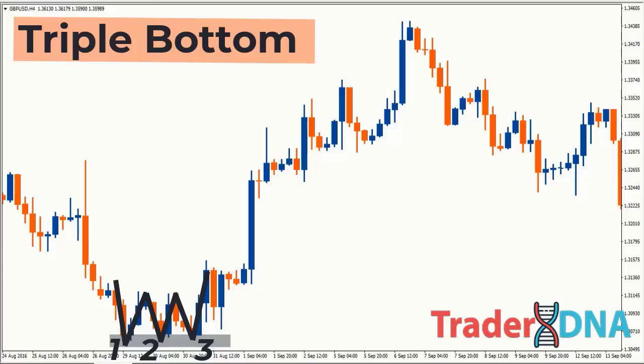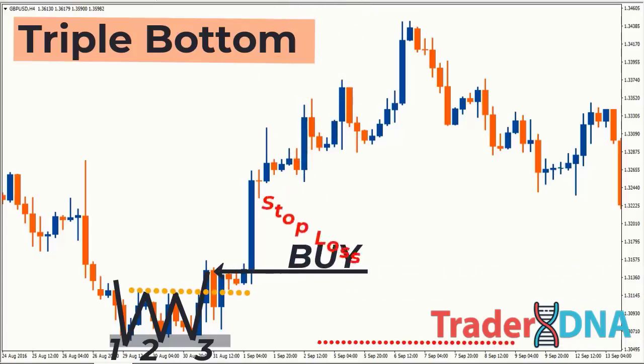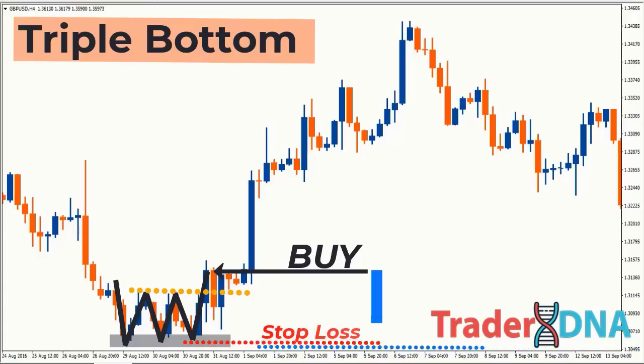Traders should only enter the long position when the price breaks out from the resistance level or the neckline. The stop loss should be placed at the third bottom of the pattern. The minimum target should be equal to the distance between your entry and the bottoms.